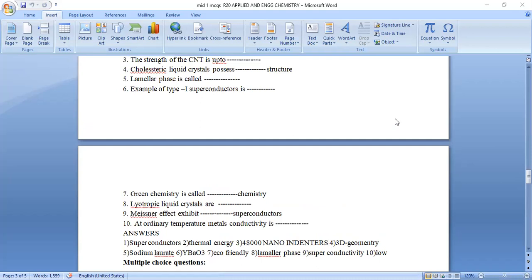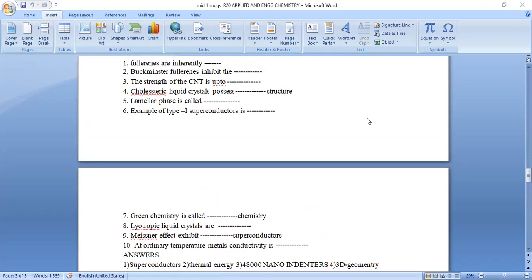Now, fullerenes are the crystalline allotropes of carbon. Very good. Now we move to question number 4.